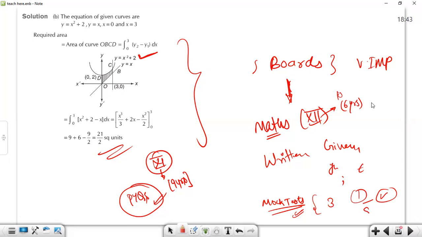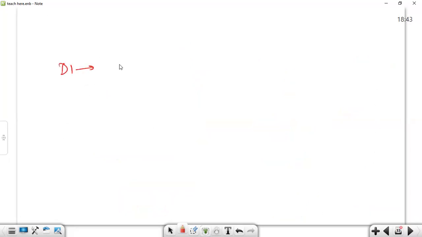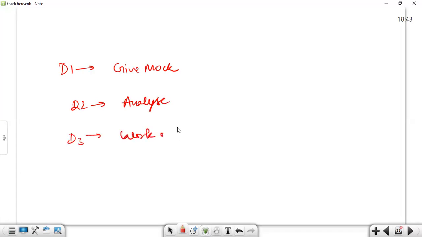So just analyze. First, Day 1, give the mock. Day 2, simply analyze everything about the paper. Day 3, work on shortcomings, and repeat this cycle.